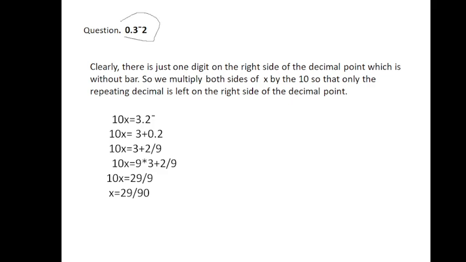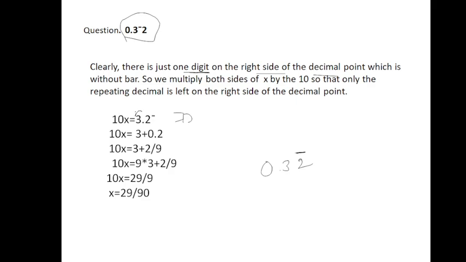Here is another problem. Okay, this is a point 3 bar, not only bar only on 2. Not 3, it is not included 3. So here is the example, and clearly there is just one digit on the right side of the decimal point, which is without bar.